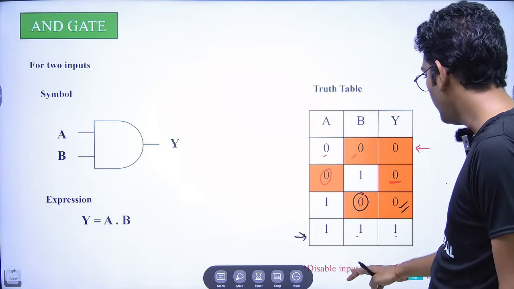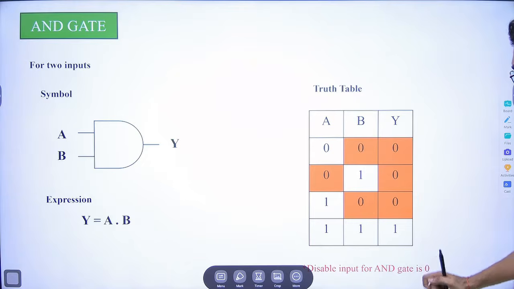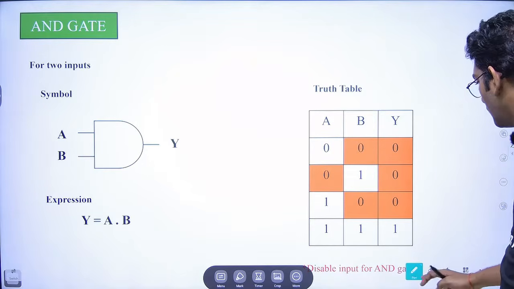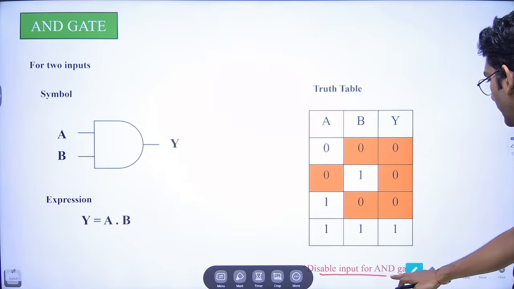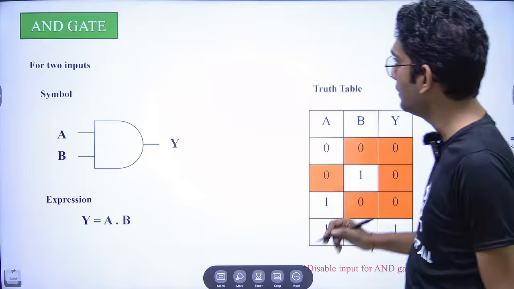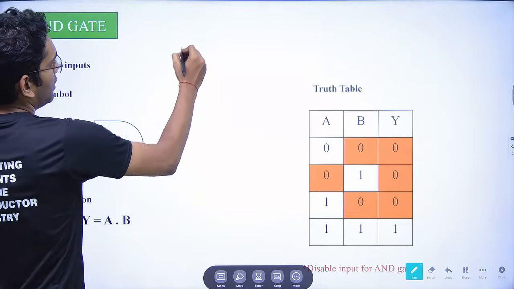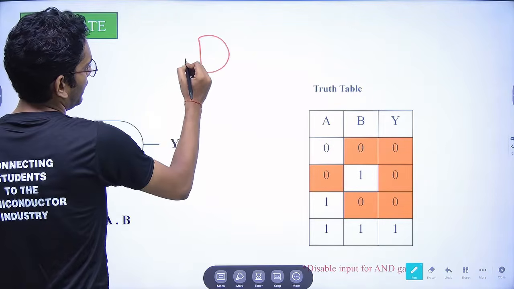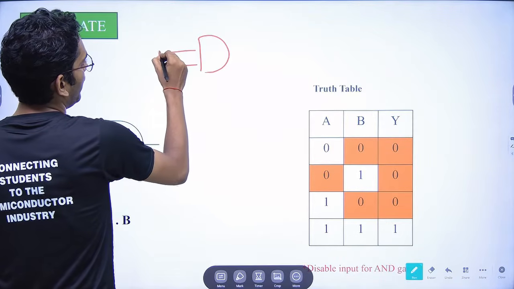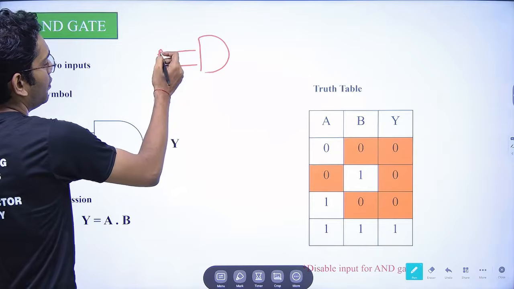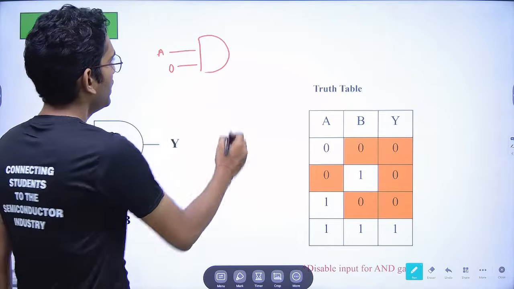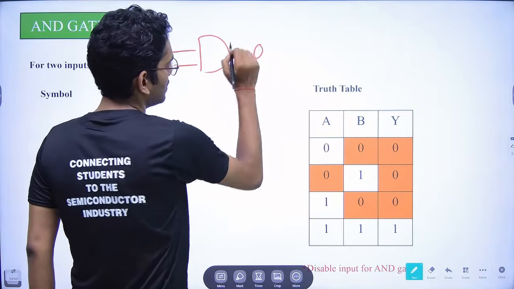For the AND gate, the disable input is 0. This I have mentioned here, that the disable input for the AND gate is 0. What does this mean? This simply means that if on an AND gate any of the inputs is 0, whatsoever other input we apply, it will always give the output as 0.